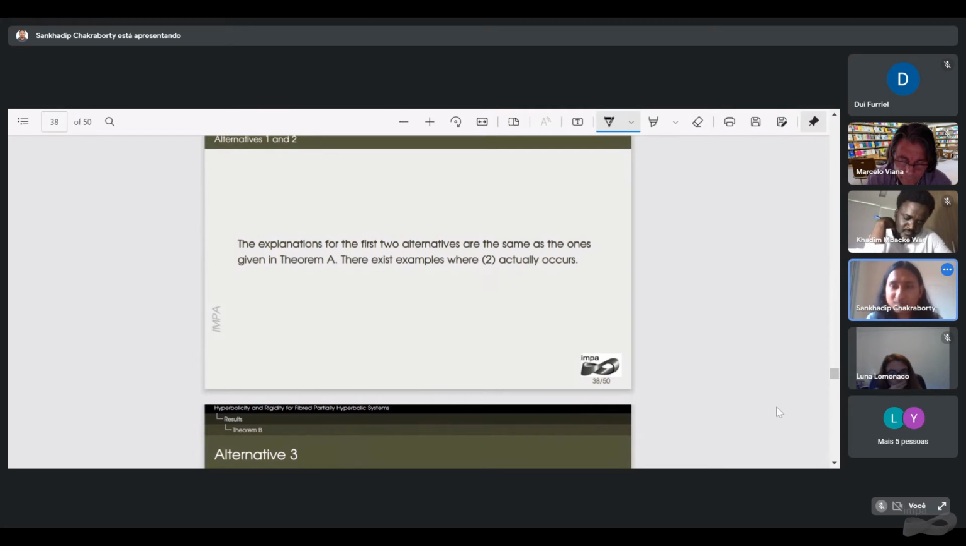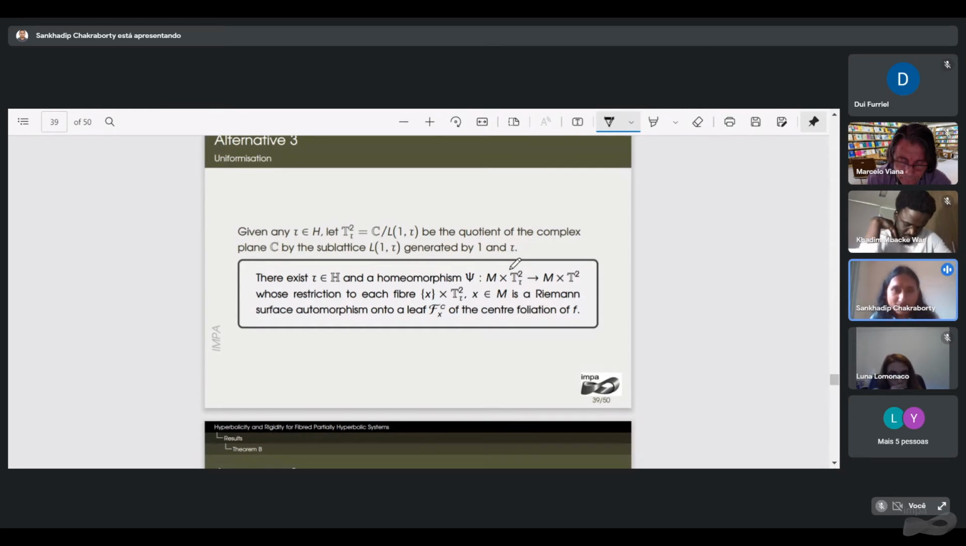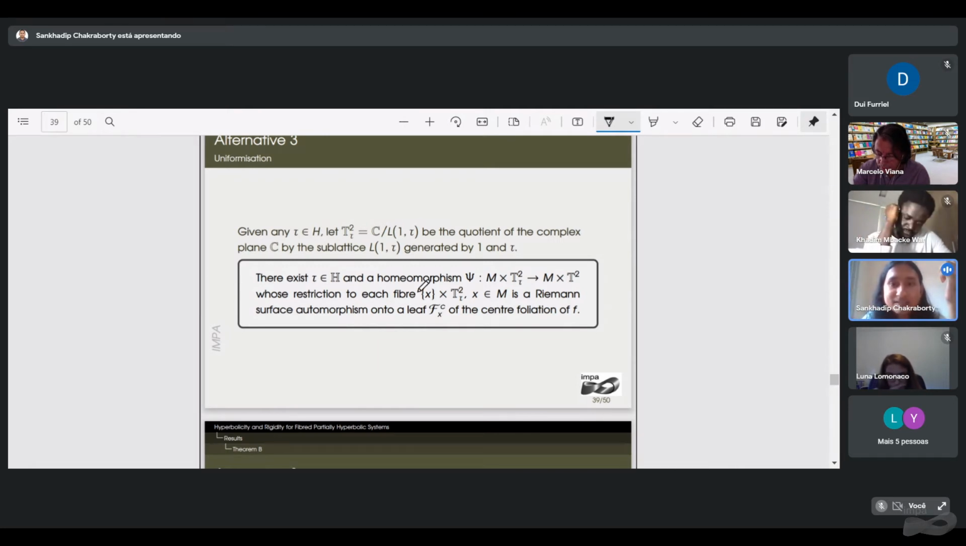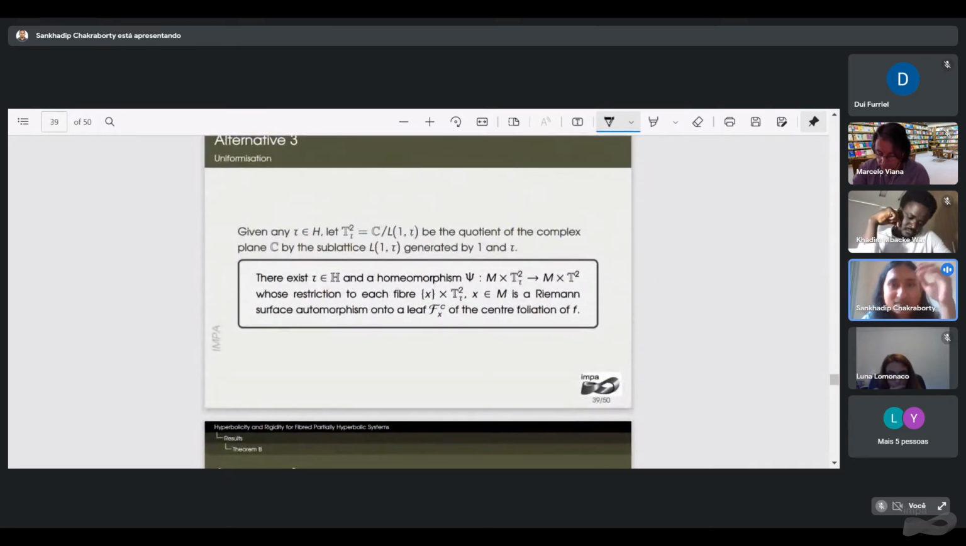And here I talk about the first two alternatives. What happens in alternative 3? In alternative 3, as before, we get conformal structures. The holonomies connect the leaves: one leaf can be reached from another via the holonomies, and the holonomies preserve the conformal structure. We will see that the holonomies are actually translations.